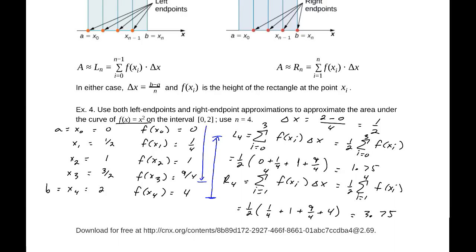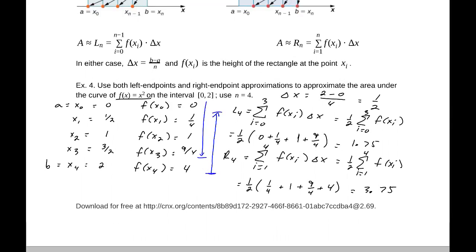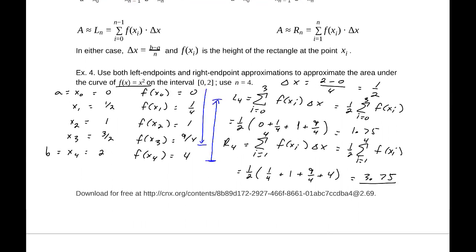Now, if you notice, there's a big gap between 1.75 and 3.75. So how do we know what the area is? We don't. We are approximating it. And the idea is that we might be able to modify this to make it more accurate. For the time being, all we have is that the right-hand sum with 4 rectangles is 3.75, and the left-hand sum with 4 rectangles is 1.75.